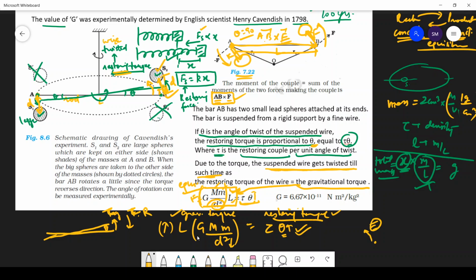Now you know the value of L, you know the value of this M, you know the value of this m, you know d, so you can calculate the torque and theta. Then you can calculate G from here. So G is equal to tau theta into d square divided by M m L. And the value you get is 6.67 times 10 to the power minus 11 Newton meter square per kilogram square. That's how the value of G was found.